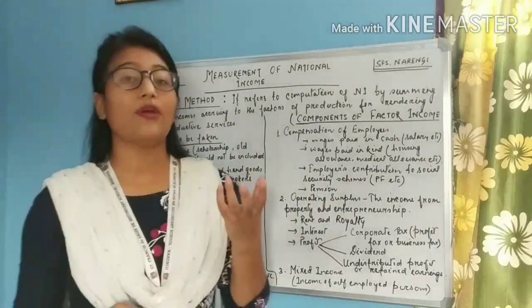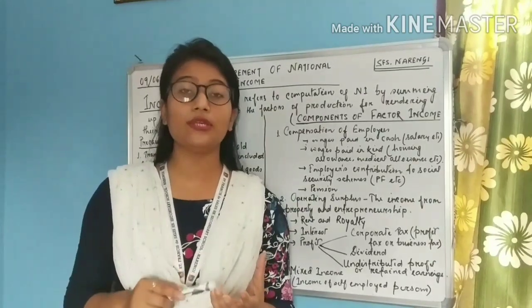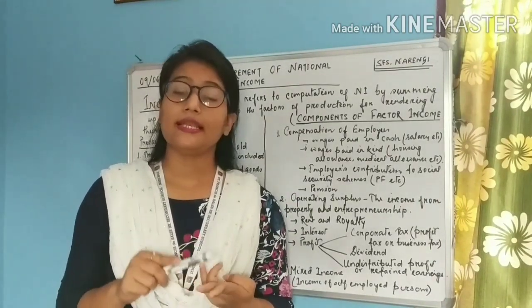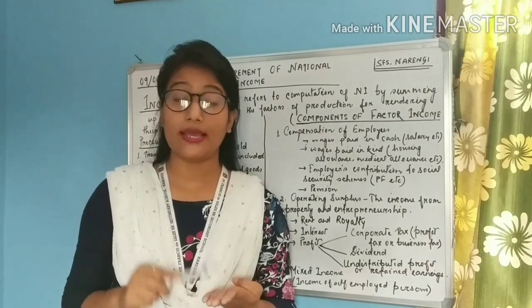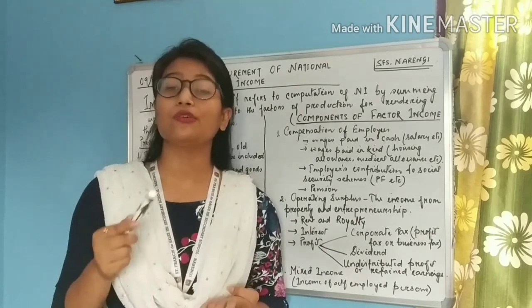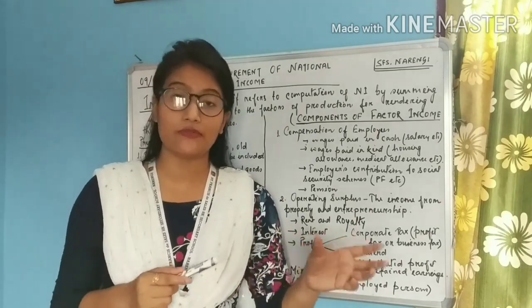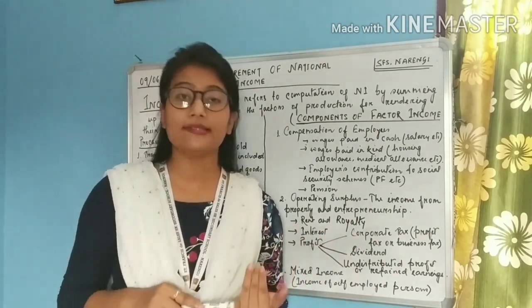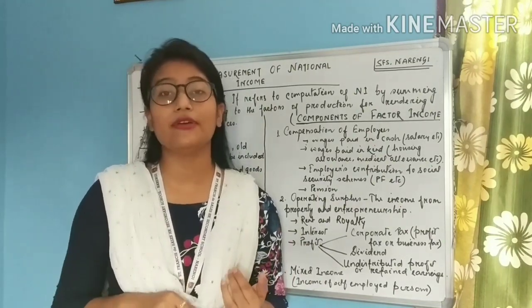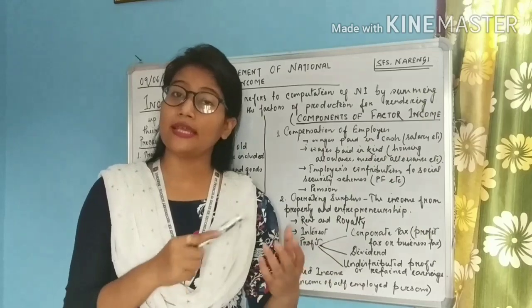But students, when we say the factor income, we all know that there are 4 factors of production: land, labor, capital and enterprise, and accordingly there are 4 types of remuneration or 4 types of factor payments which are paid to these factors. For example, land is given the rent, labor is given the wages, capital is given the interest, and the enterprise takes away the profit.